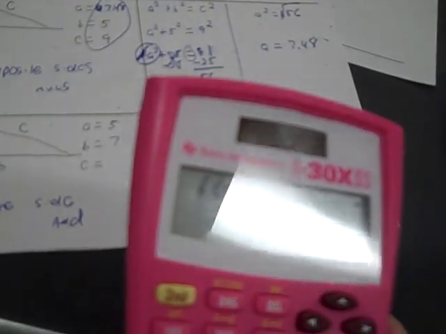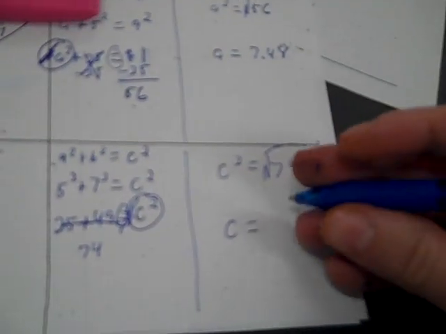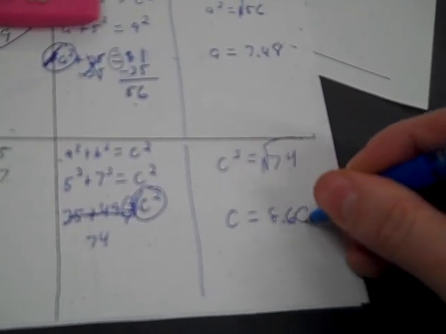Then the number times itself is 74, so I'm going to need to square root that. Second, fourth key up, 74. 8.60. Okay, and that's your C. So put 8.60 right there. As long as I see that, that's what we need.